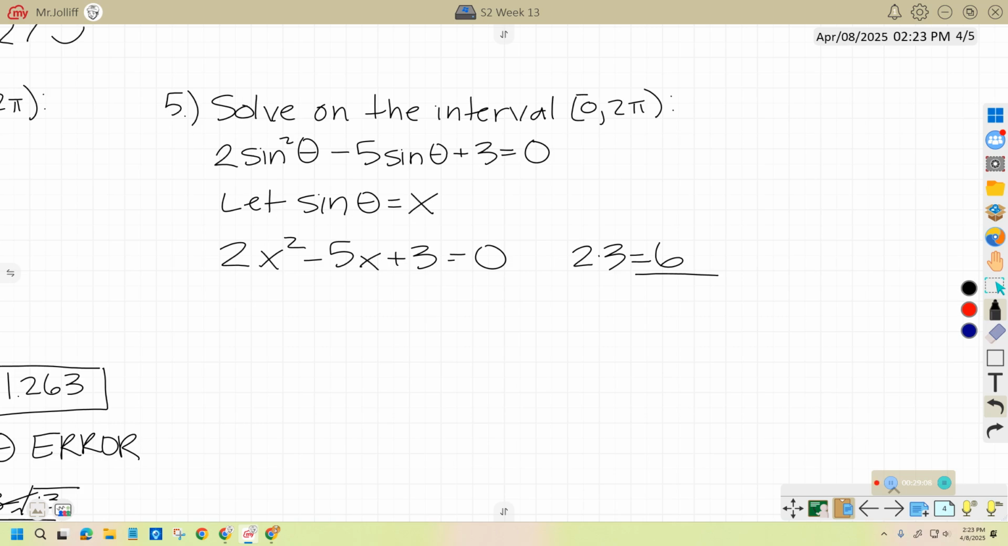We could have 1 and 5, which are going to add to 6. We could have minus 1 and minus 5, which give you minus 6. We could have 2 and 3, which add to positive 5. I think negative 2 and negative 3, which will add to negative 5, are what we want to use. They multiply to positive 6 because negative times negative is positive. They add to negative 5, which is my middle term.